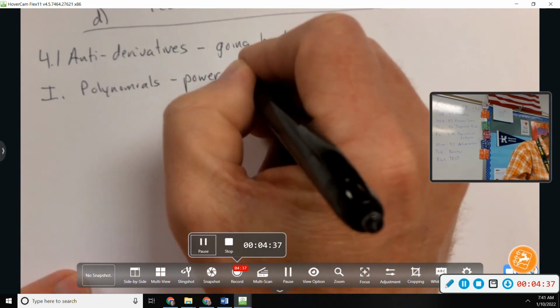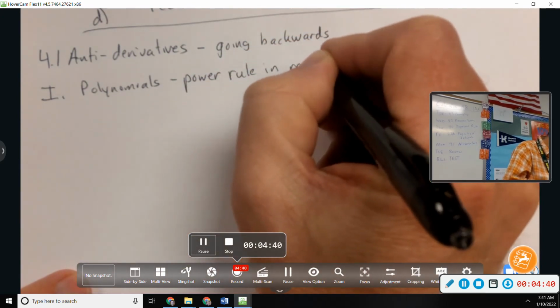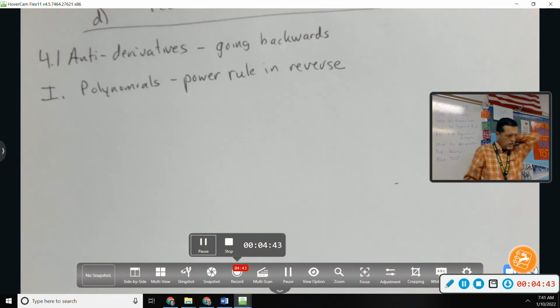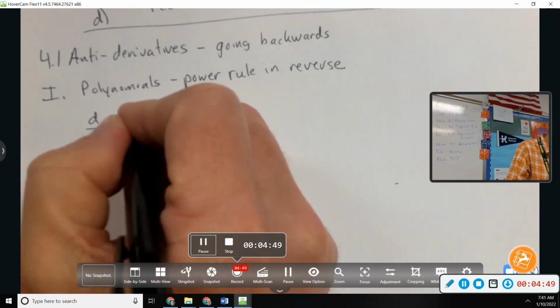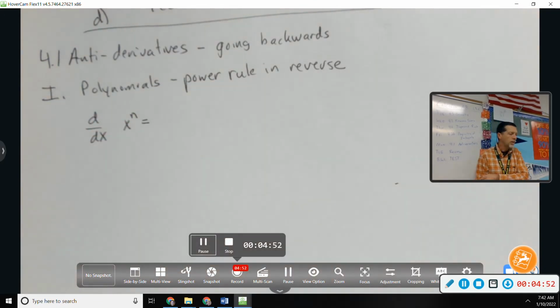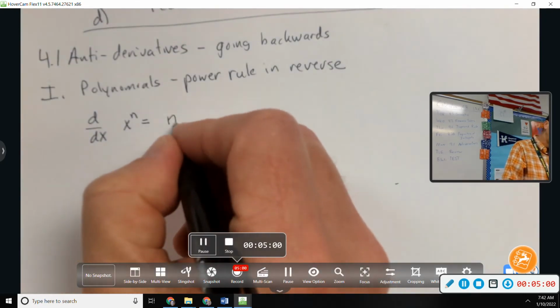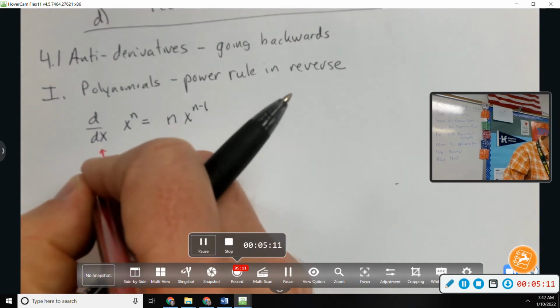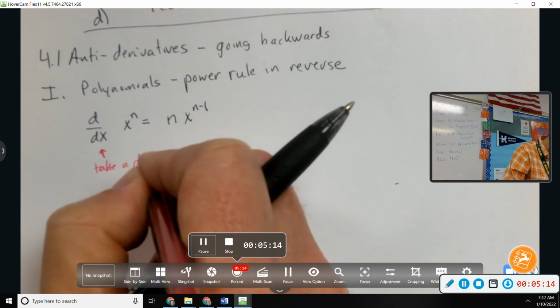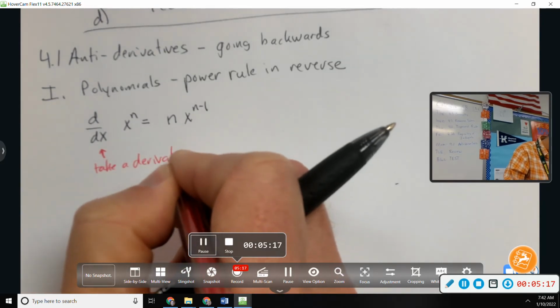So with polynomials, it's the power rule in reverse. I think we all know the power rule, but let's review it. That way we can go backwards with it in a moment. So take the derivative of x to the n. Bring the n down front, decrease the power by 1. And that d dx means take a derivative.